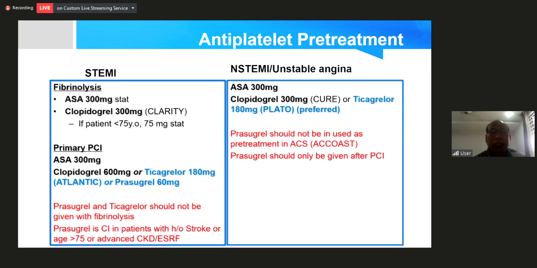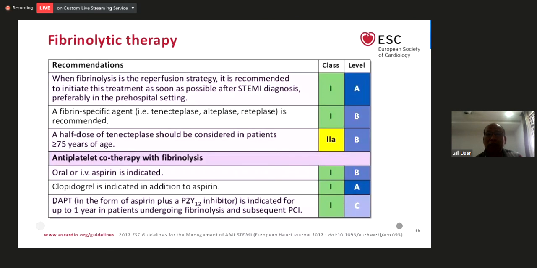Next slide. Okay, this is all the evidence. The CLARITY trial, you can add clopidogrel, the ATLANTIC trial. These are the trials. If, for example, you want to be a cardiologist, you have to remember all these trials. Next slide. Okay, all the evidence. I think I stop here.